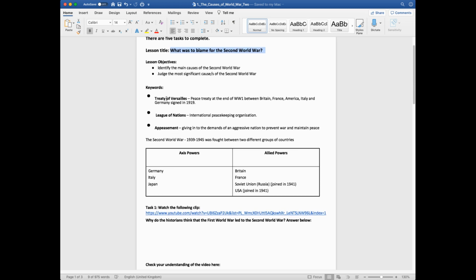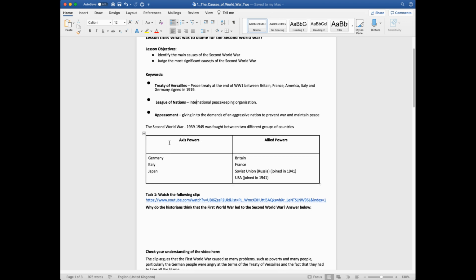So, some keywords: Treaty of Versailles. This was a treaty, so an agreement between Britain, France, America, Italy, and Germany in 1919. So that was after World War One. League of Nations. This was an international peacekeeping organization. And appeasement: giving in to the demands of an aggressive nation to prevent war maintained. So letting them do things, appeasing them, allowing them to do stuff.